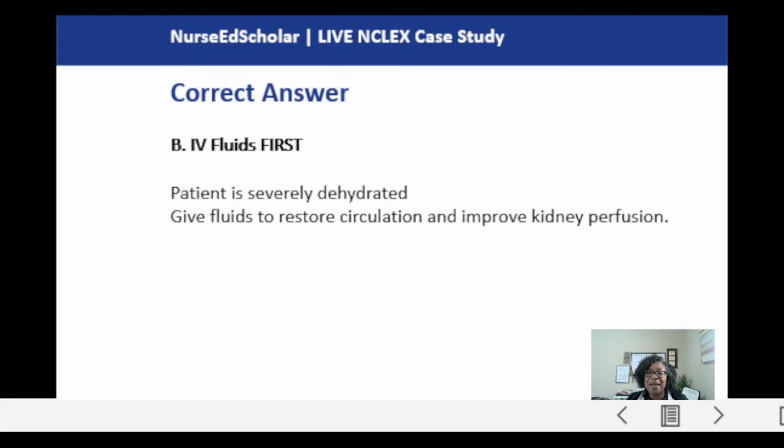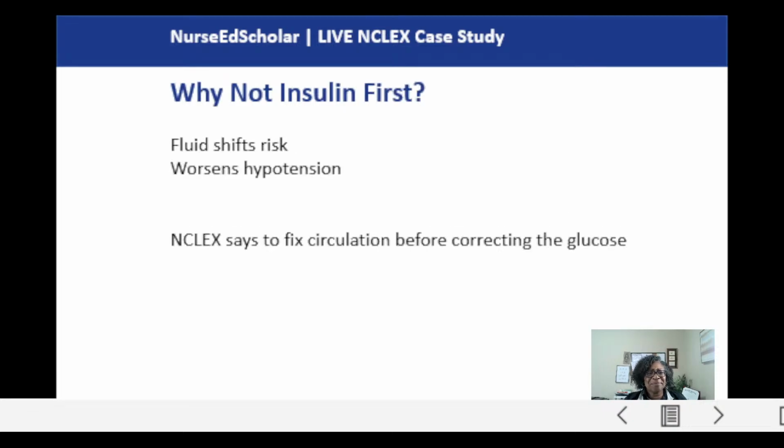Oh, I'm a little behind. So fluids first, and we've talked about this. Patient severely dehydrated. We're going to give them fluids. We're going to restore the circulation, like I just said, and improve their kidney function. I was a little behind or a little ahead.